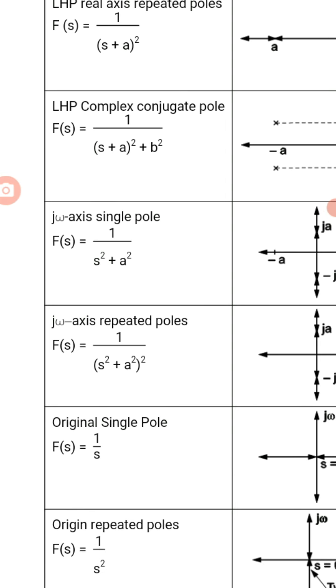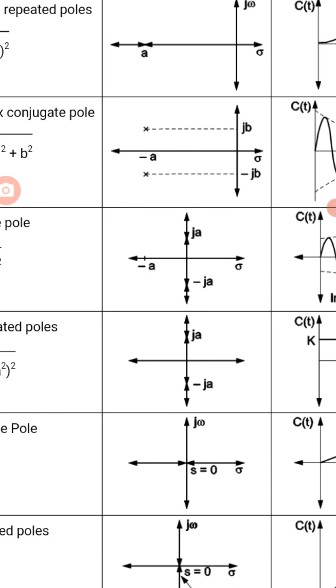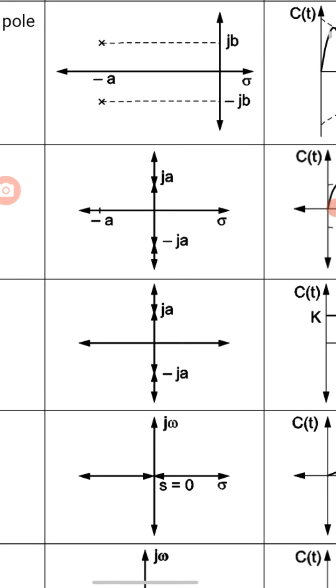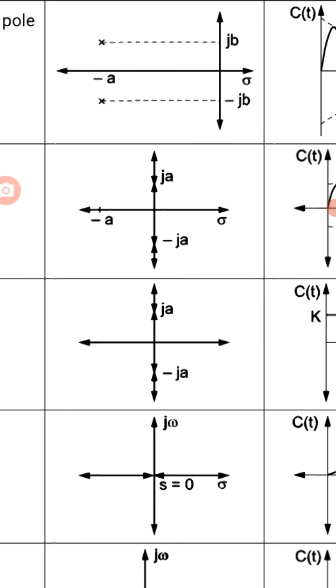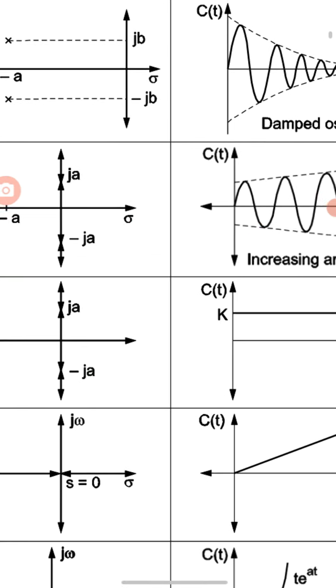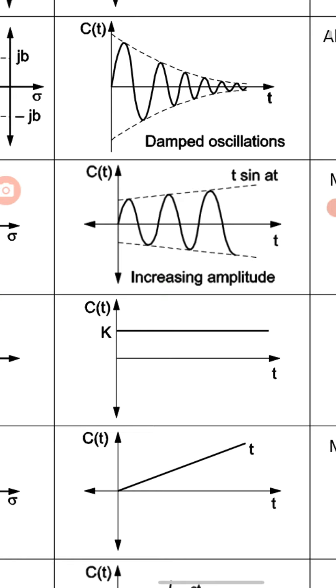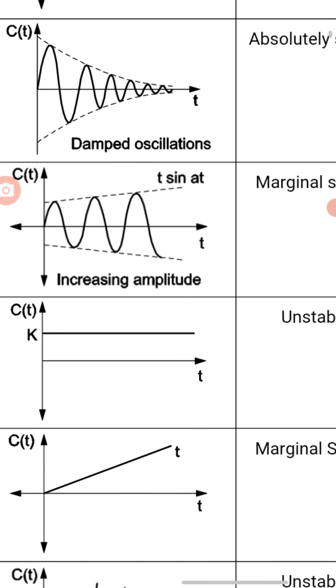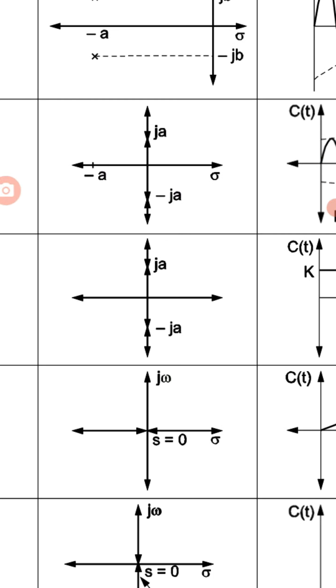J omega axis single pole: F(s) is equal to 1 upon s squared plus a squared. That means there are two poles lying on the j omega axis, and so there is a constant amplitude oscillation. It is called marginally stable.